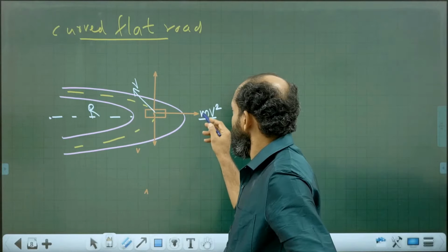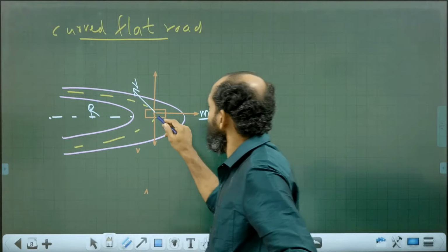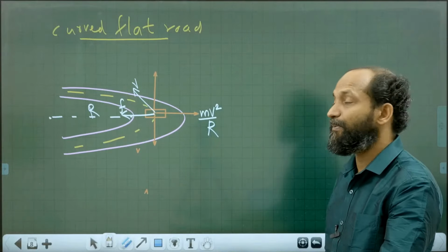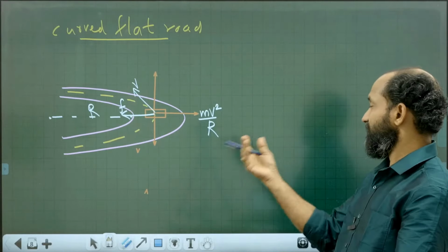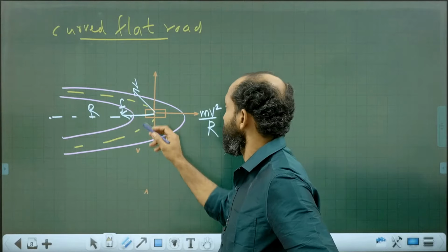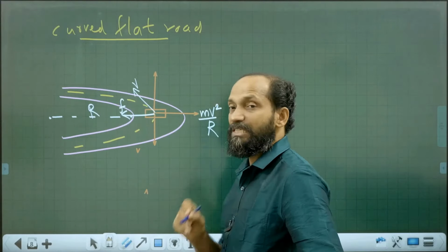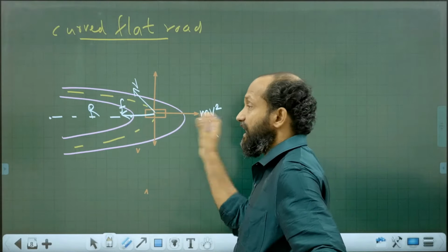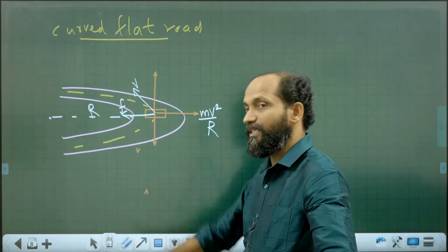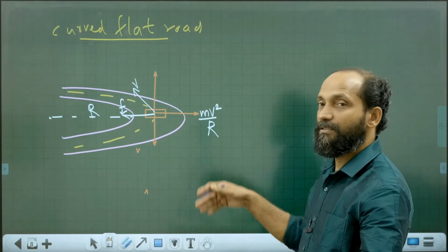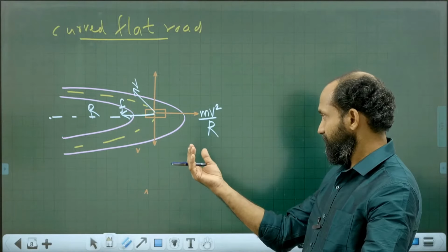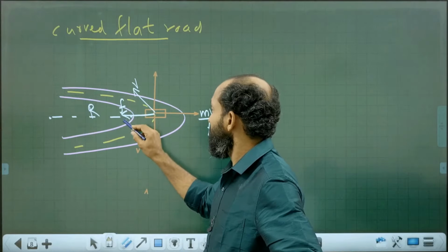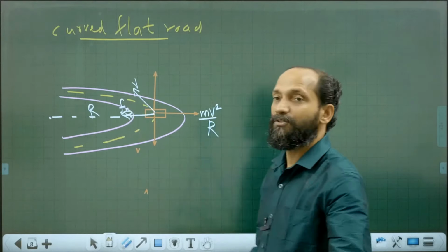Now that is counteracted by friction. And friction is acting as the centripetal force here, because that centrifuging action is counteracted by the centripetal force, that is friction. The friction here is static. If the body does not slide outward, the car does not slide outward. Car is moving, it is being driven, but does not skid outward. So that friction is static. Its maximum value is limiting friction.